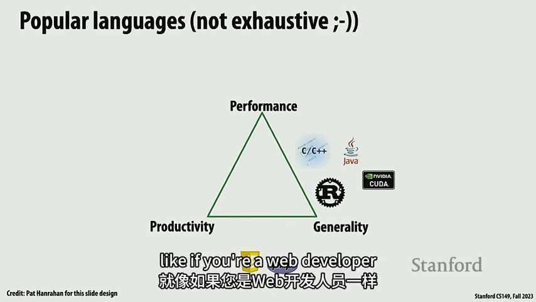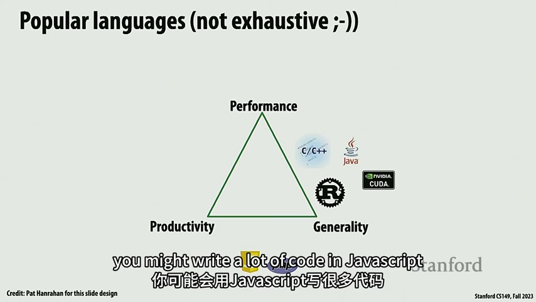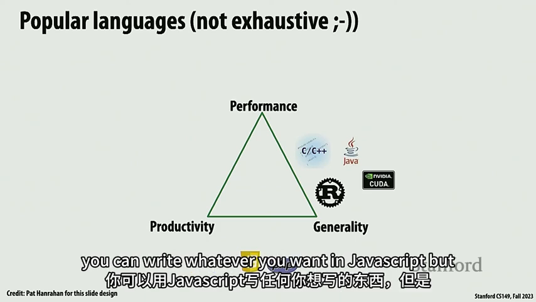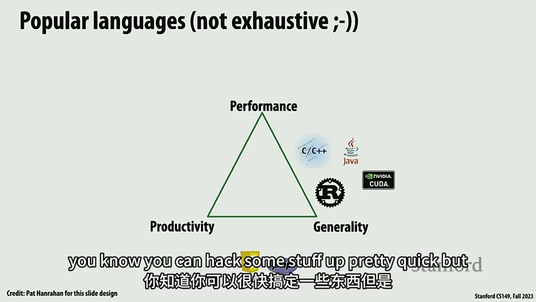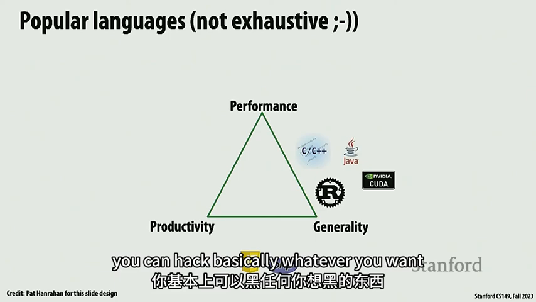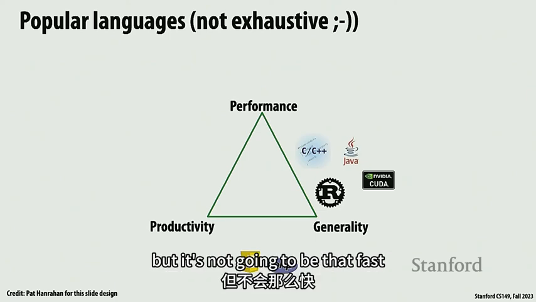axis, right? If you're a web developer, you might write a lot of code in JavaScript. You can write whatever you want in JavaScript, and you can hack some stuff up pretty quick, but it's not going to be that fast.